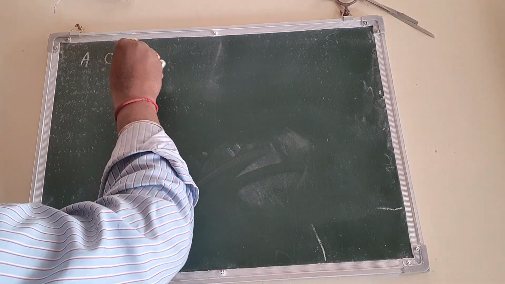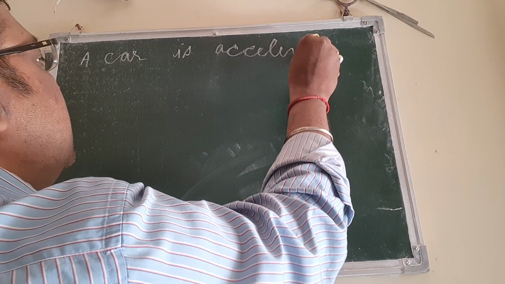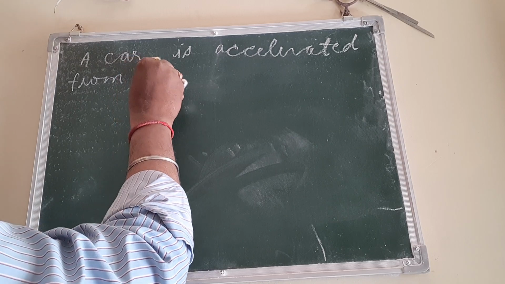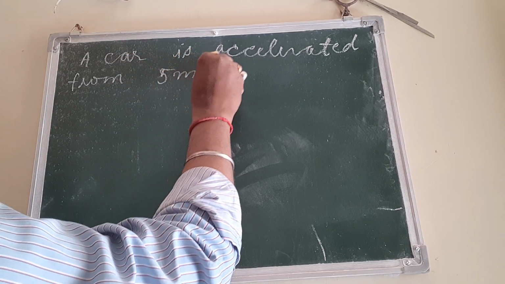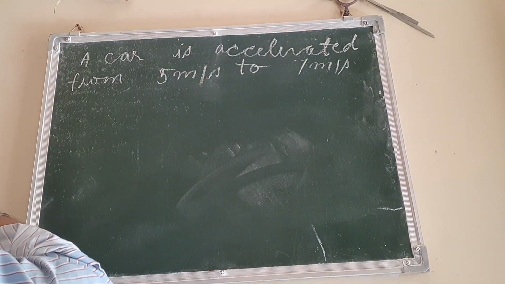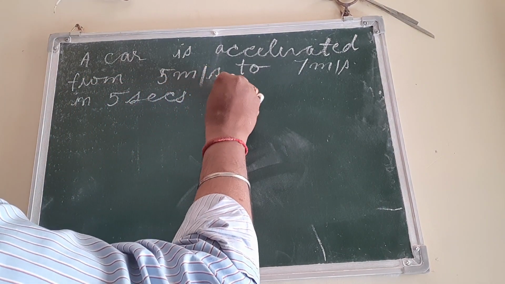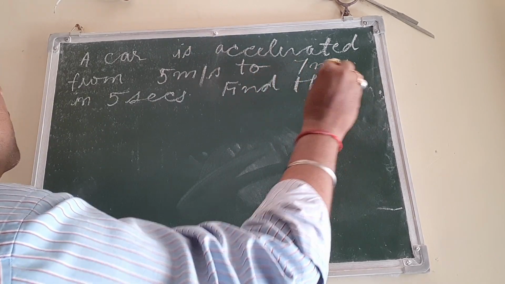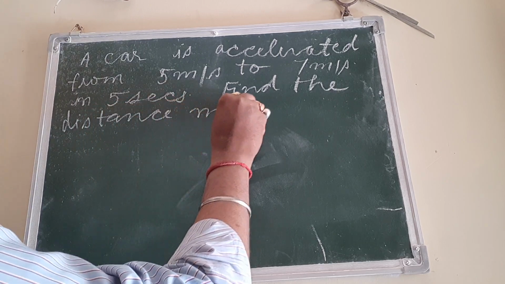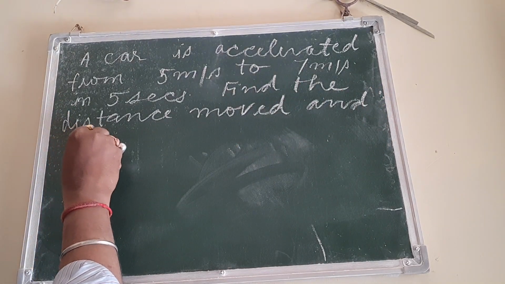A car is accelerated from 5 meters per second to 7 meters per second in 5 seconds. Find the distance moved and acceleration.